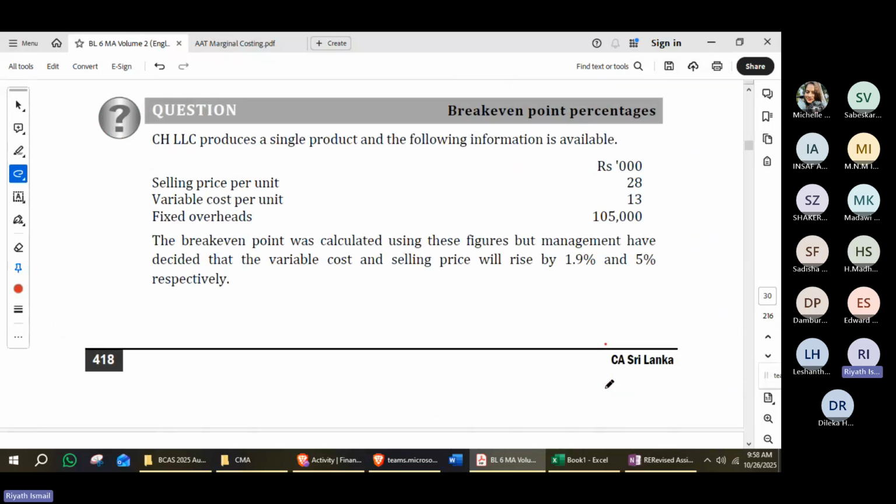So here in this question, the selling price is 28, the variable cost is 13, and there is a fixed overhead of this amount. The break-even point was calculated using these figures, but the management has decided that the variable cost, the cost, has now increased. So therefore, the selling price also increases. You see, the cost increased by only 1.9%, but the selling price increases by 5%.